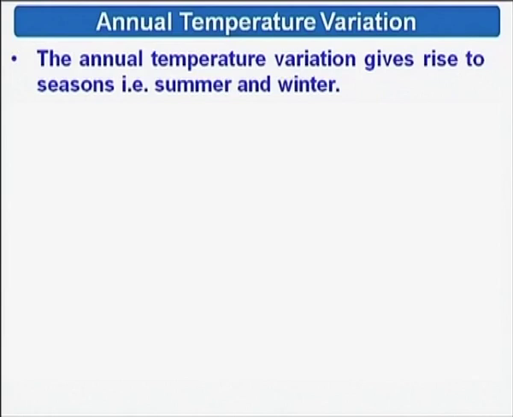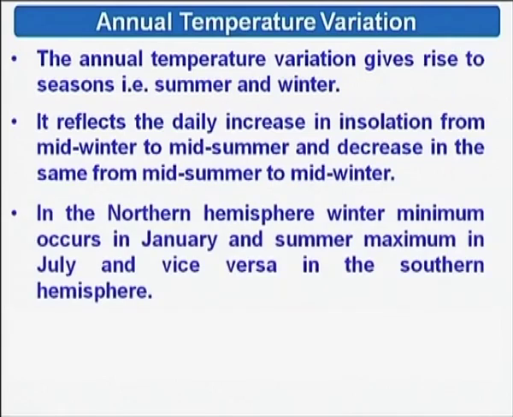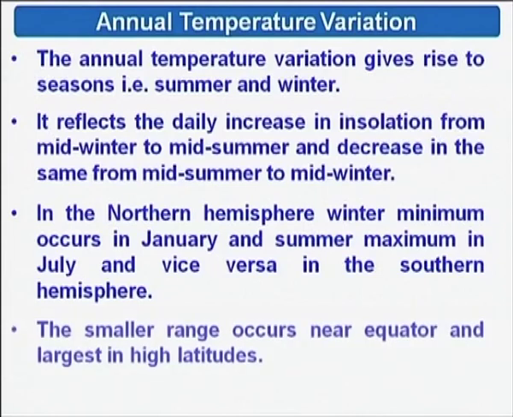Annual temperature variation gives rise to seasons, that is the summer and the winter. It reflects the daily increase in insolation from midwinter to midsummer and decrease in the same from midsummer to midwinter. In the northern hemisphere, winter minimum occurs in January and summer maximum in July, and vice versa in the southern hemisphere. The smaller range occurs near the equator and the largest in high latitudes.